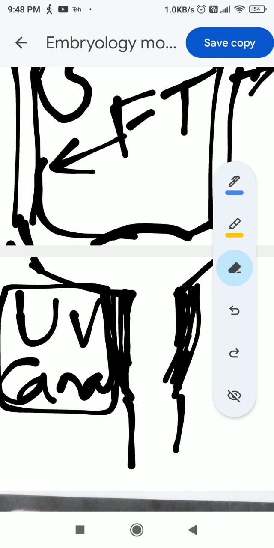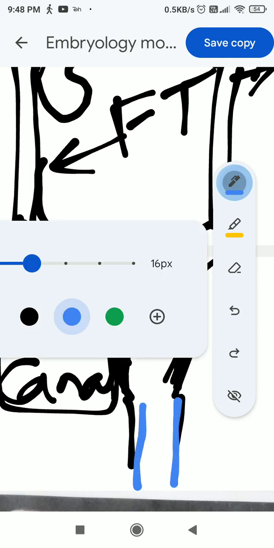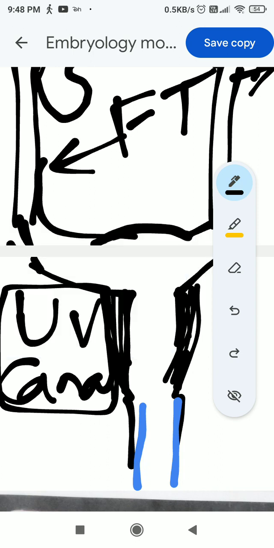Later it will get canalized, so that it forms only the coating of the vagina. After that, the remaining portion of the ectoderm forms one membrane here in the lower part. It's called the hymenal membrane.